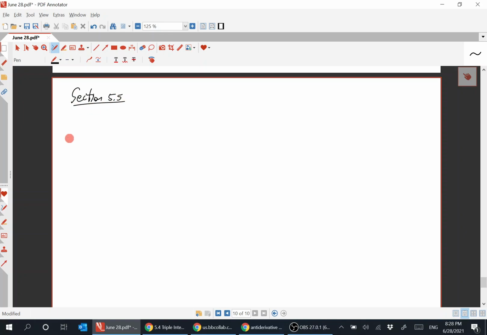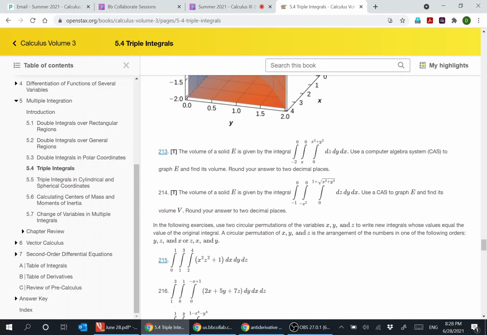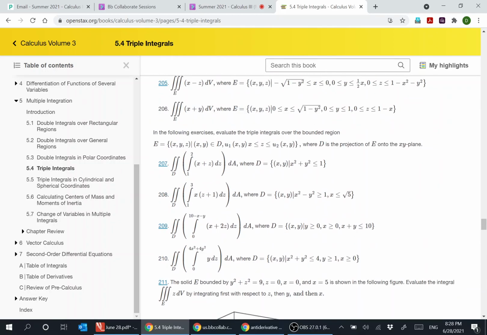So let's go back to number 210 from the previous section. Number 210 from the previous section in the text is talking about a region that should be described in terms of cylindrical coordinates. So here we've got x squared plus y squared less than or equal to 4, y bigger than 1, x bigger than 0.